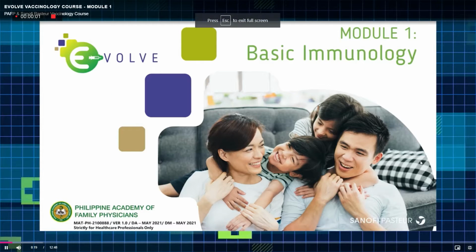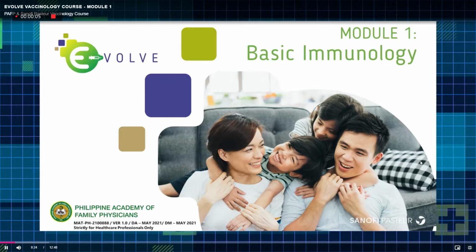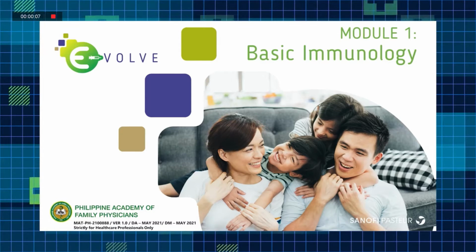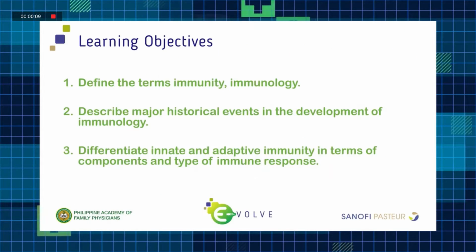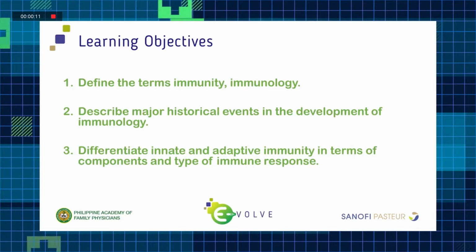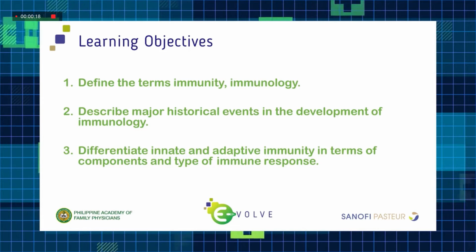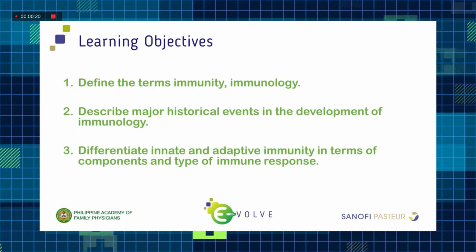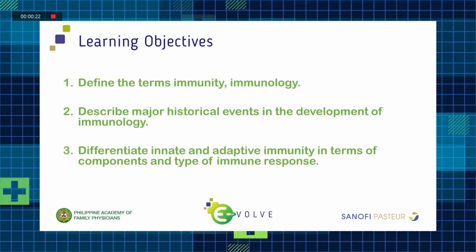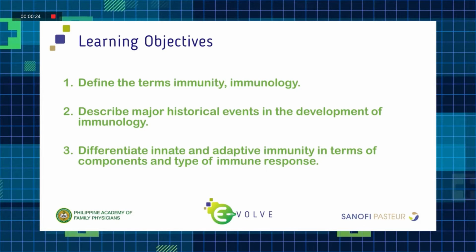This module talks about basic immunology, the study of the structure and function of the immune system. It aims to provide a brief overview of some of the main concepts of immunology as they relate to immunization. However, a detailed review of immunology is beyond the scope of this module.